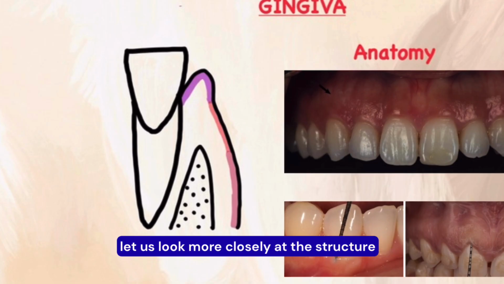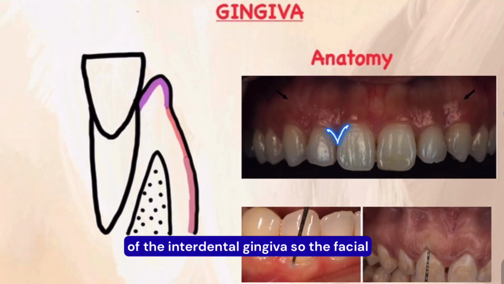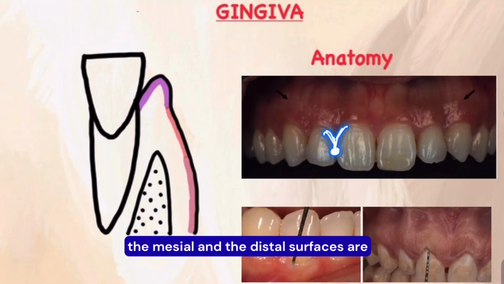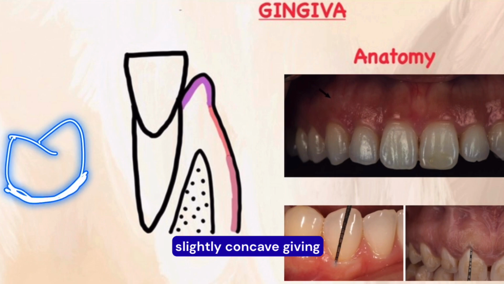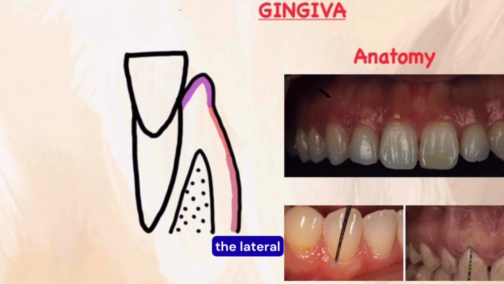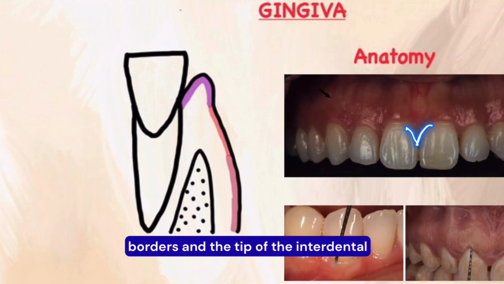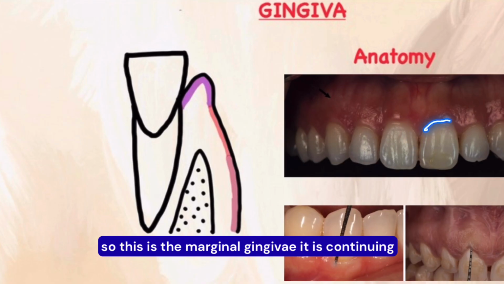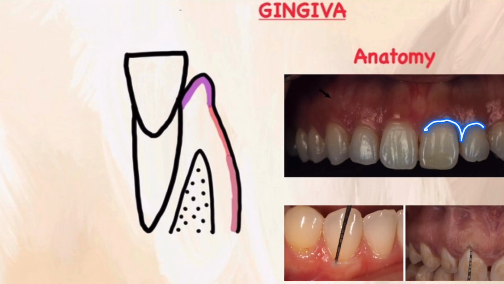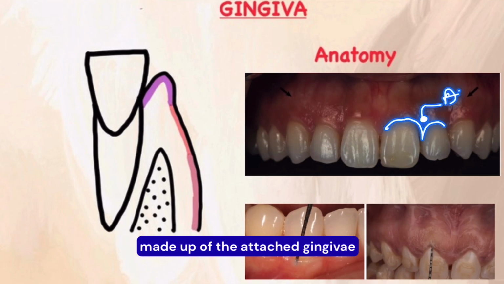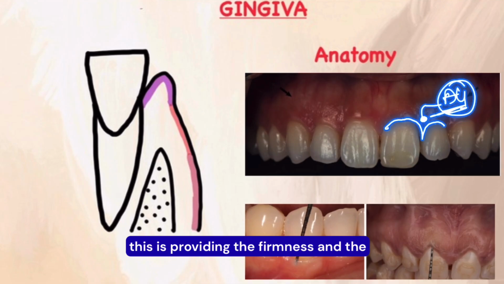Now let us look more closely at the structure of the interdental gingiva. The facial and the lingual surfaces of the papillae taper towards the interproximal contact point. The mesial and the distal surfaces are slightly concave, giving the interdental gingiva its characteristic shape. The lateral borders and the tip of the interdental gingiva, or the interdental papilla, are formed by the continuation of the marginal gingiva. So this is the marginal gingiva, continuing as the interdental papillae. The center or intervening portion of the interdental gingiva is made up of the attached gingiva. This provides firmness and stability.